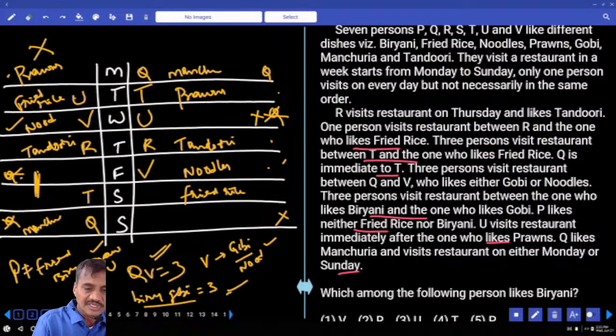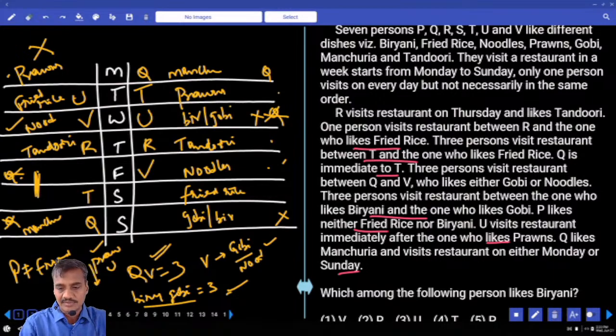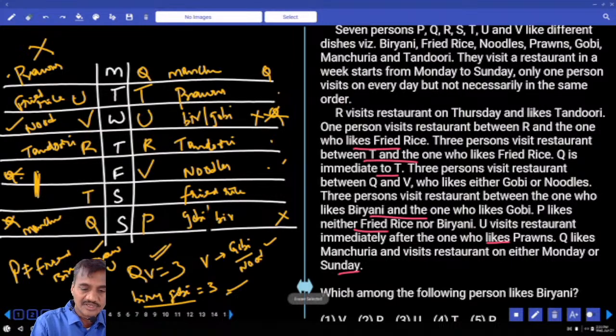And in the second case, between biryani and gobi there must be exactly 3. If U likes biryani, gobi is here, or if biryani, then gobi is at this place. What other information is left over here? P. And P likes neither gobi nor fried rice. Fried rice is ruled out, so P must be here. P does not like biryani as well. Hence gobi must be here, and hence this must be biryani. Clear? Now this is about question numbers 1 to 4.